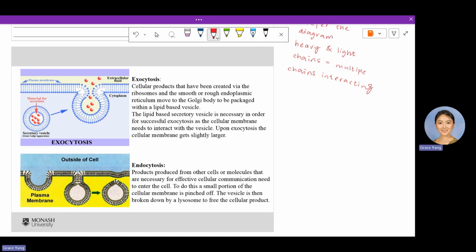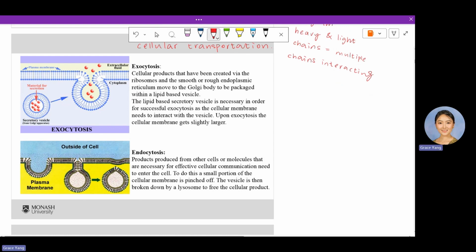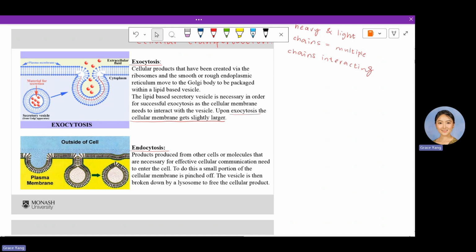Okay, now this part of the revision lecture talks about cellular transportation. You can have a read of the description yourself, but basically that is the definition of exocytosis and endocytosis. What I'd like to highlight to you is that upon exocytosis, so when vesicles leave the cell and go to the extracellular region, the cellular membrane gets slightly larger. As you can see here, the membrane that makes up the vesicle fused with the cellular plasma membrane. So that added more phospholipid to the plasma membrane. So that's why we see the cellular membrane get slightly larger, and vice versa for endocytosis.